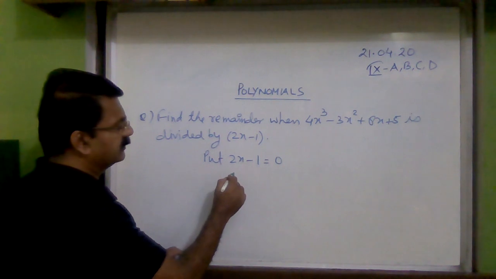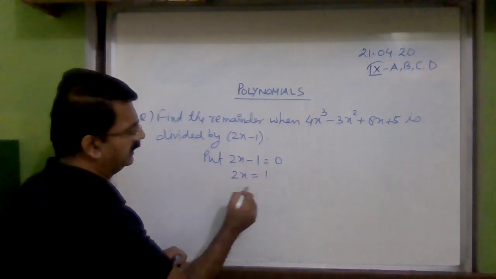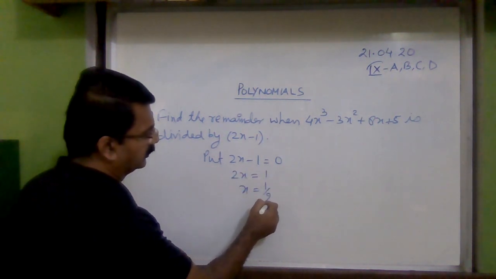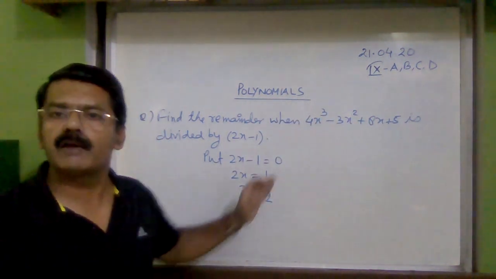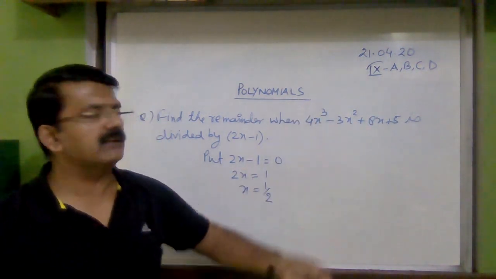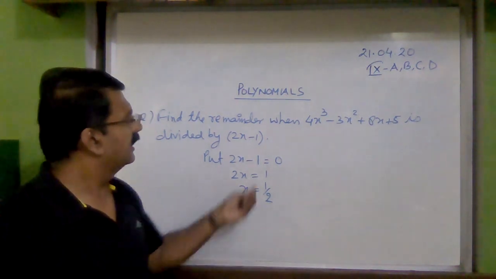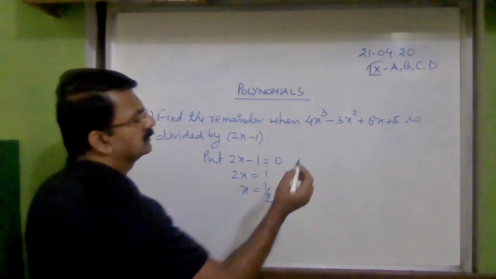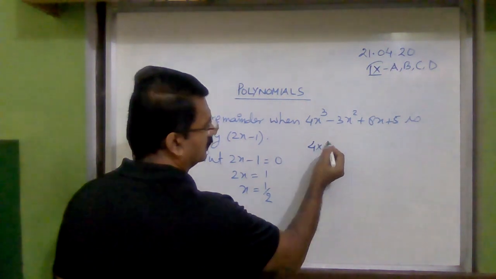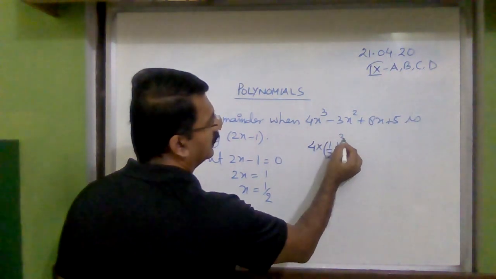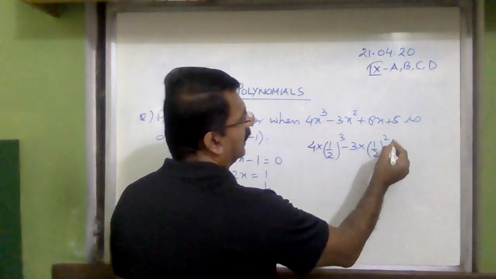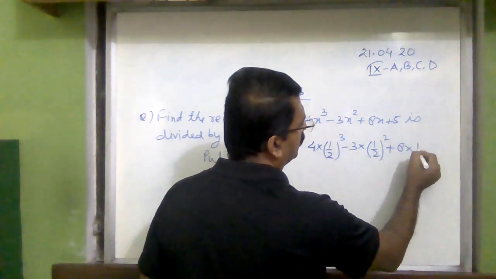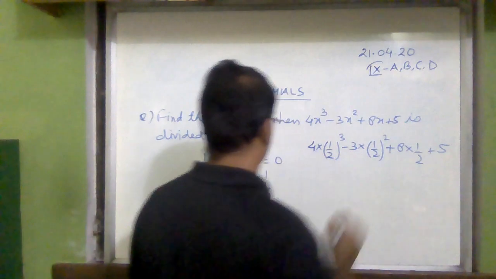0. That gives you 2x is equal to 1. So x is equal to 1 upon 2. Now in the whole expression, in place of x you have to put 1 upon 2, and whatever value you get, that is the remainder. Clear? So 4 into 1 upon 2 cube minus 3 into 1 upon 2 square plus 8 into 1 upon 2 plus 5, like this.